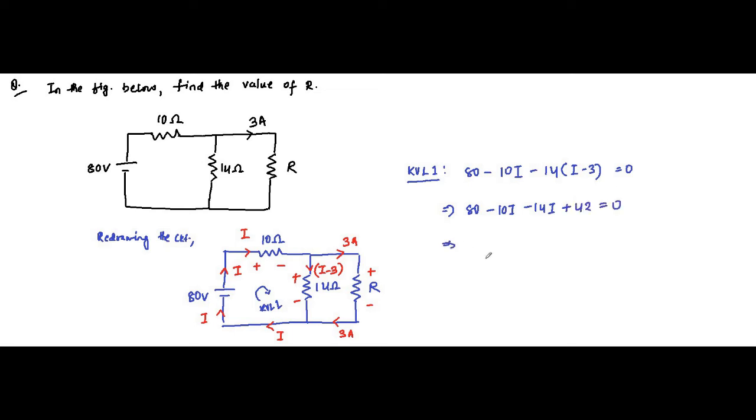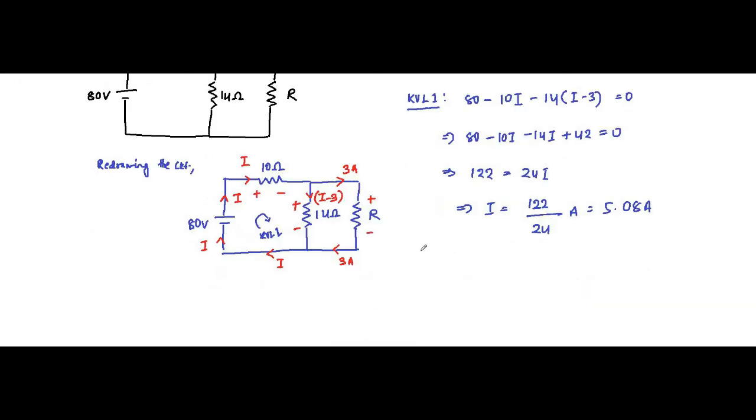That implies 122 is equal to 14 plus 10, which is 24I. That implies I is equal to 122 by 24 ampere, which, if we calculate, is coming around 5.08 ampere, this much. Okay, the value of I we have got.